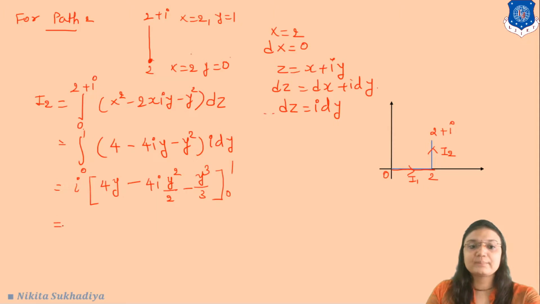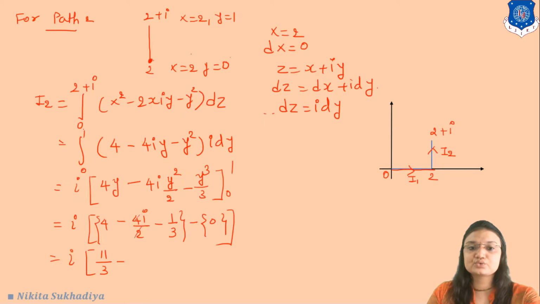Okay, by putting the upper limit we will get an answer like this: 4, in place of y we will put 1, so we will get 4 minus 4i by 2 and minus 1 by 3. This is the answer for the upper limit, and by putting the lower limit in place of y, that is 0, we will get answer 0. Okay, so now by solving this we will get 4 minus 1 by 3, so this will become 11 by 3, and minus 2, 2s are 4, cancel out, so this is 2i.